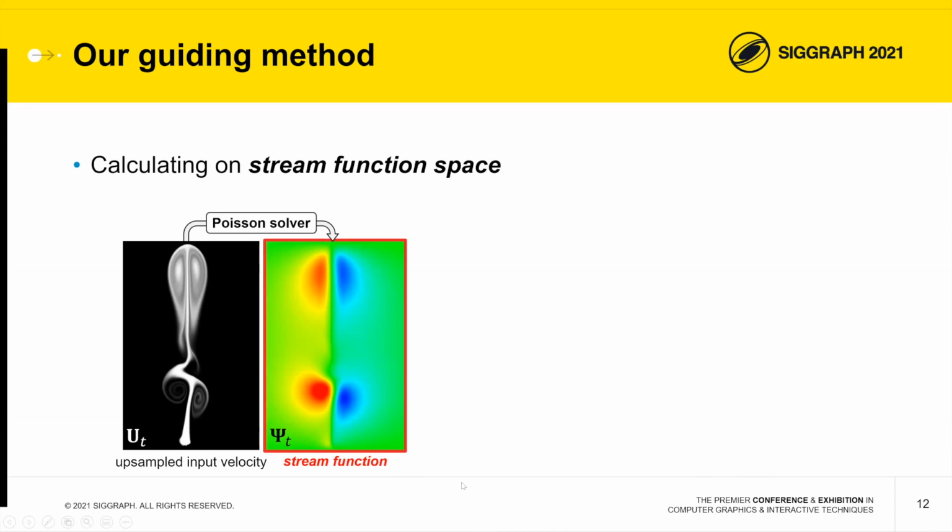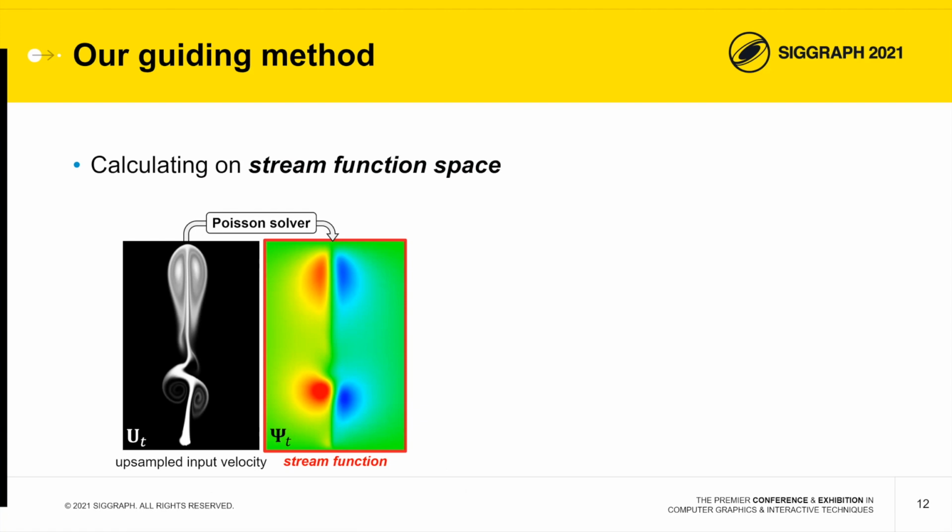Once we obtain a stream function like this one, we can convert it into the velocity field by applying a curl operator to the stream function. One important thing here is that the velocity field computed from the stream function is completely divergence-free. So the mass conservation condition is completely satisfied. So our method works on this stream function.